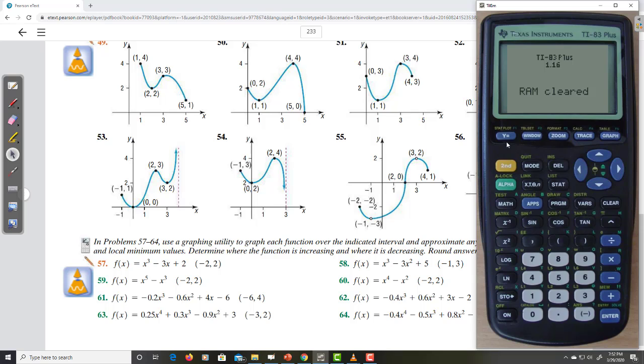Turn the calculator on here. It wants us to graph it, so if I plug in 61, we have our function equals negative 0.2 x to the third minus 0.6 x squared plus 4x minus 6, and it wants us to graph it over a very specific domain, so I will go ahead and plug that into the window. Negative 6 to positive 4.